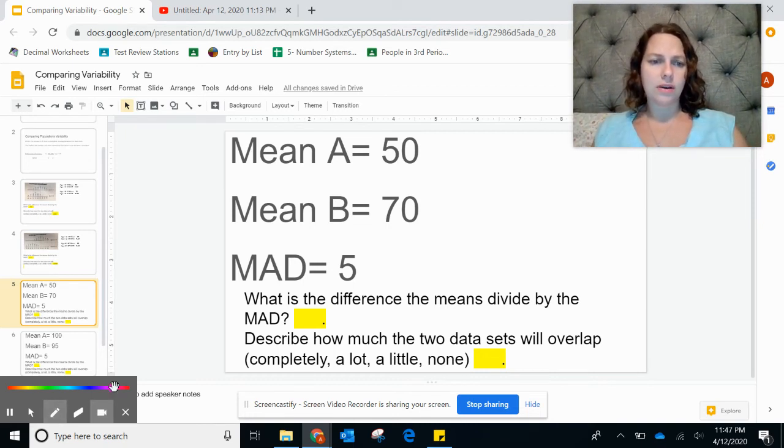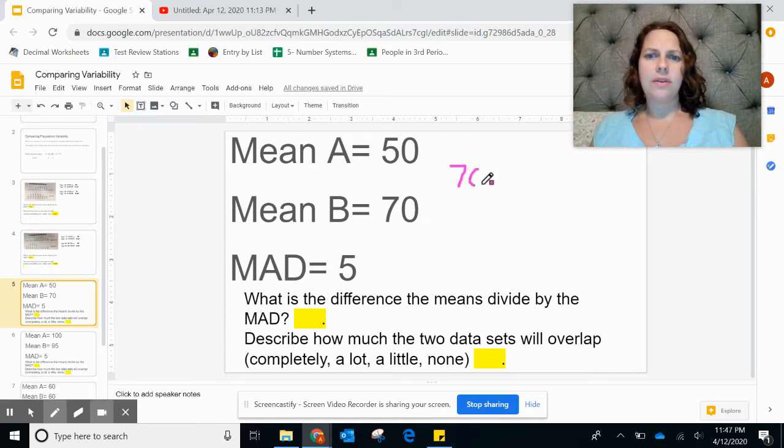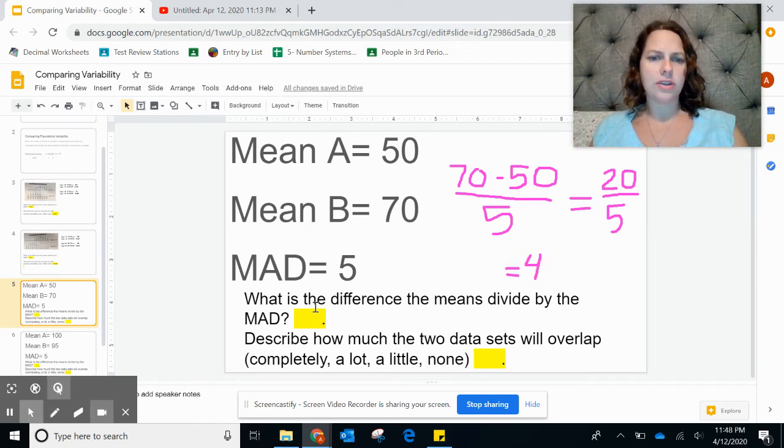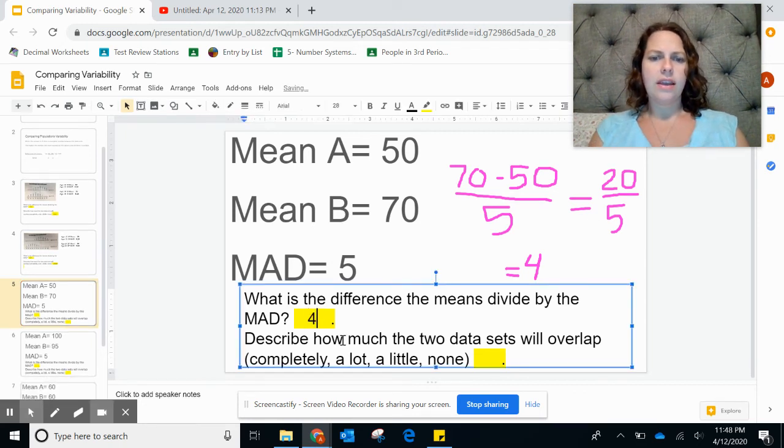All right, so hopefully you already did it. So if we're doing the difference of the means, I'm going to do 70 minus 50. There's the difference of the means divided by the MAD. So when I subtract, I get 20, and then divide by our MAD, which was 5. And that gives me 4 for my answer. Okay, so we should have that typed in right here.